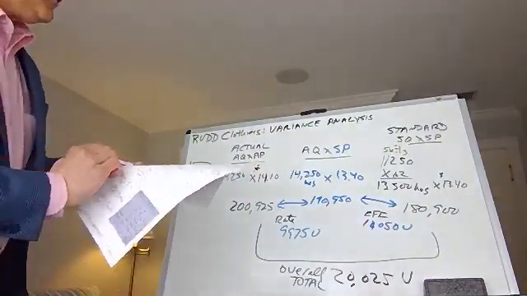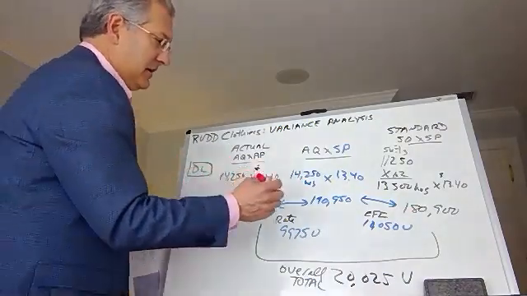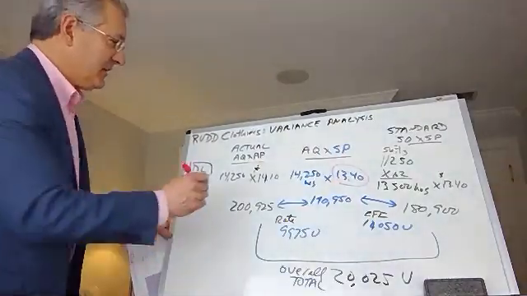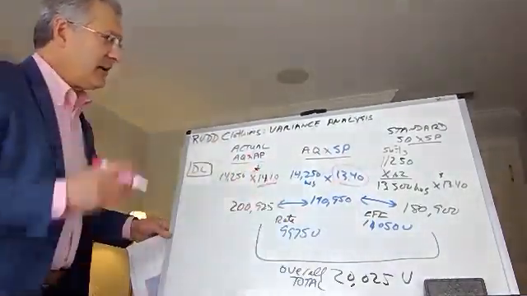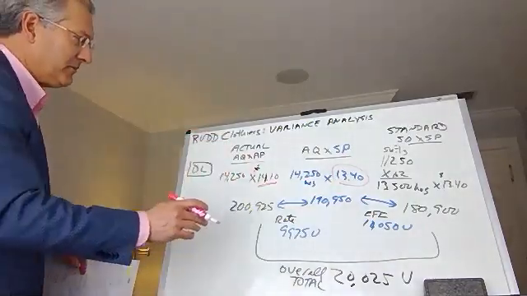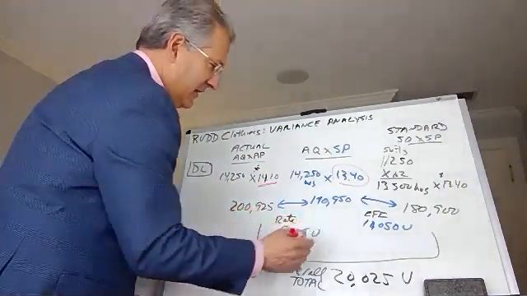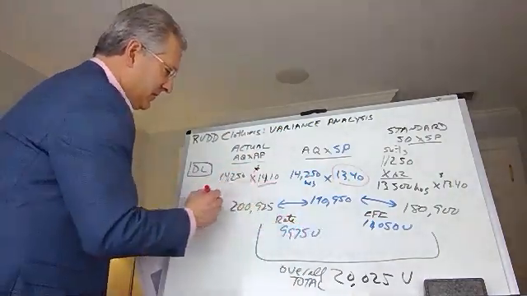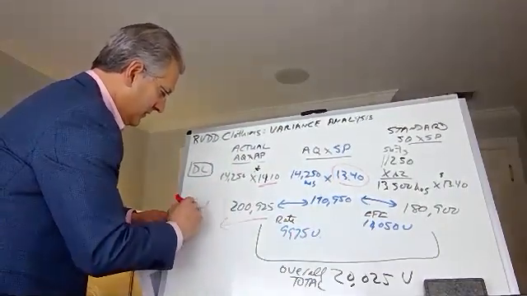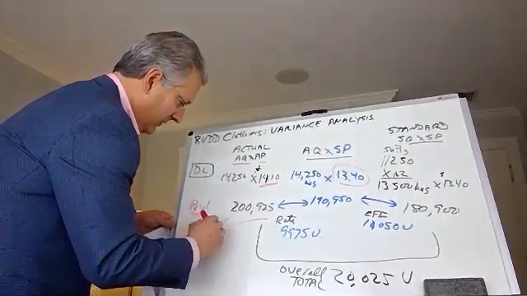Another way to look at this is that they should have paid them $13.40. They paid them $14.10. They paid 70 cents too much over 14,250 hours, hence an unfavorable variance. So what happened here? Paid too much per hour.